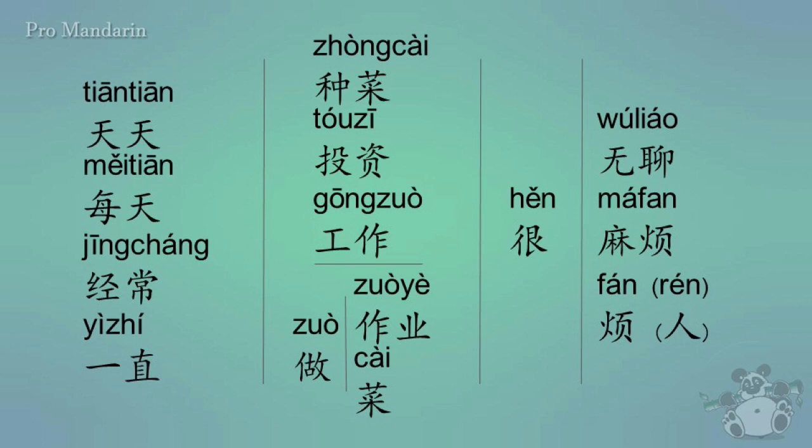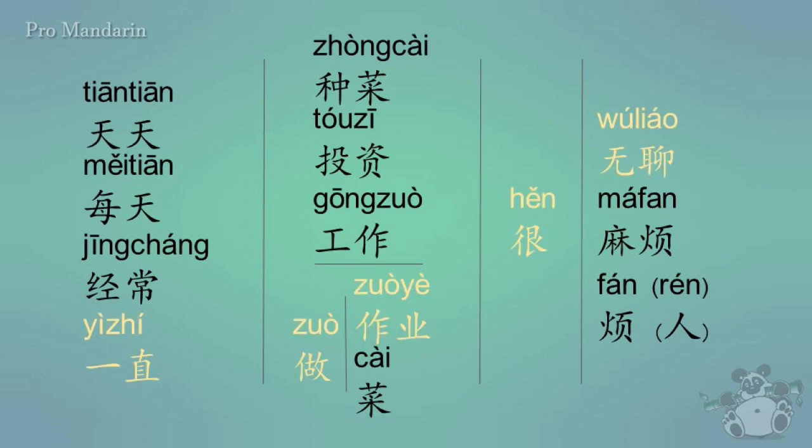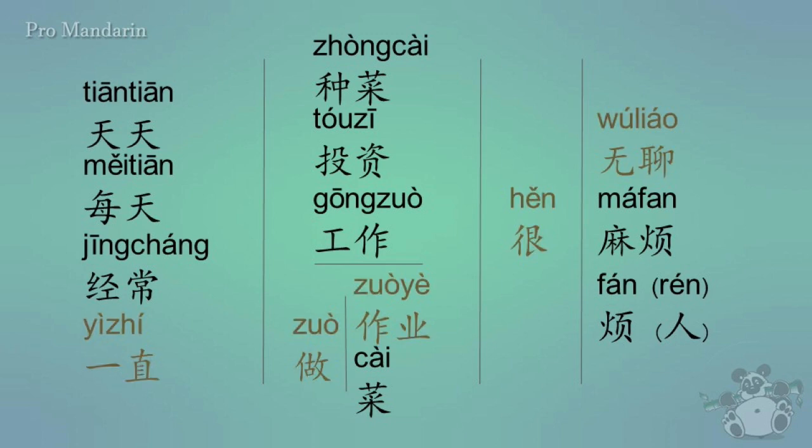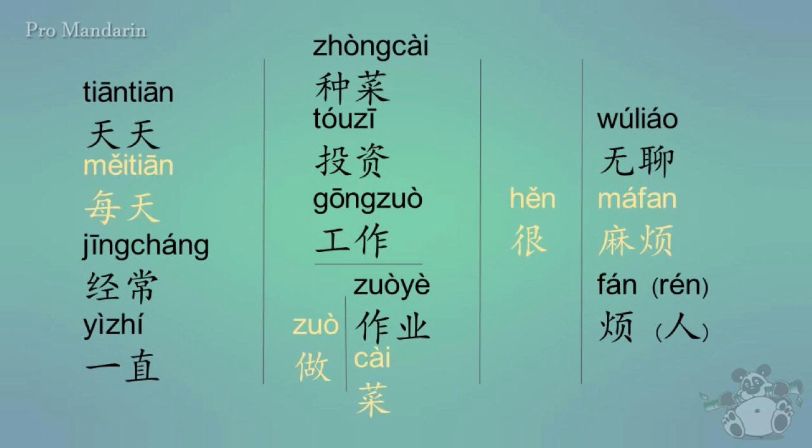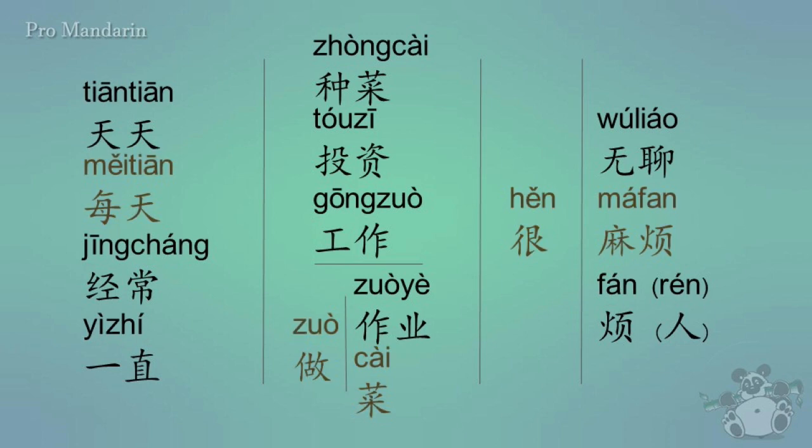And we're going to use 一直 for this one. 一直做作业很无聊. Now, how would you say it's a pain to cook every day? And we're going to use 每天 for this one. 每天做菜很麻烦. Now let's do a couple more before we finish up today's lesson.